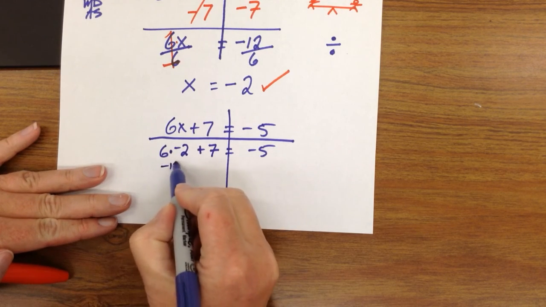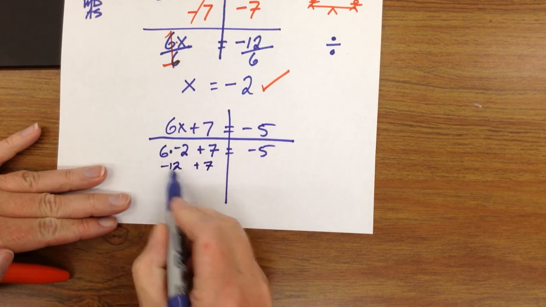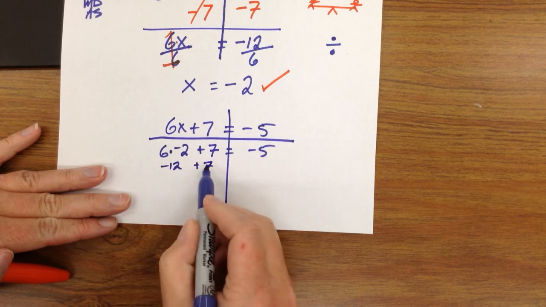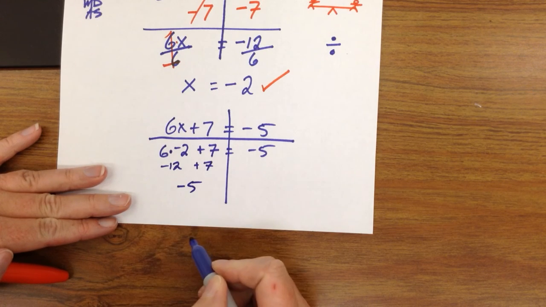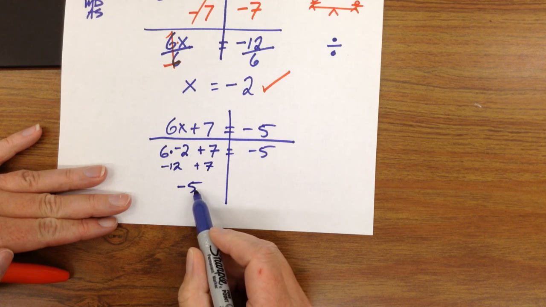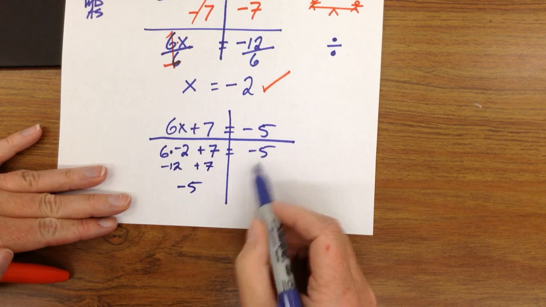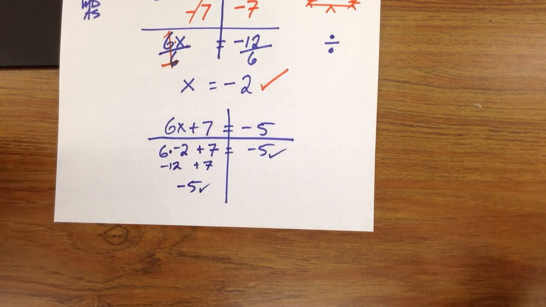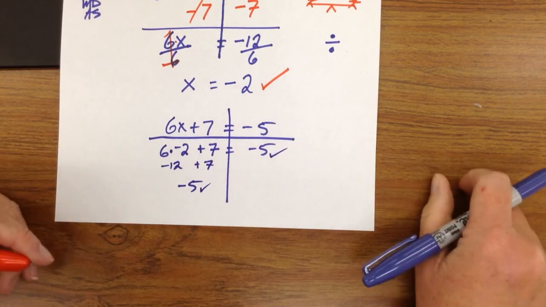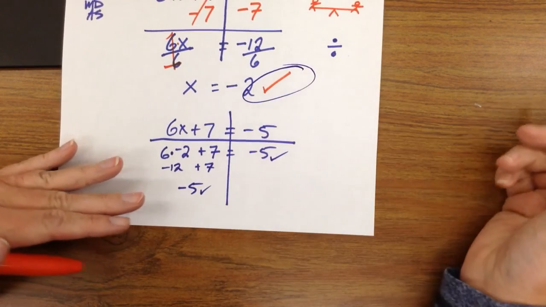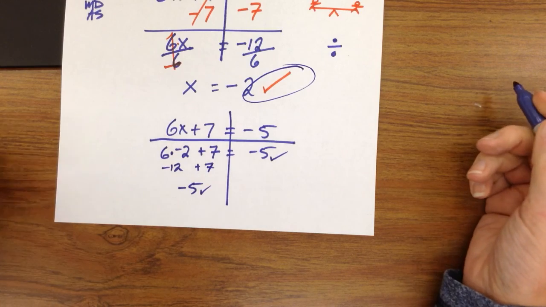That's negative 12. Now I'm going to combine or add. Negative 12 plus 7 is negative 5. Look what happened. Negative 5 on this side, negative 5 on that side. Same. If you get the same, that means your answer has been checked. Hope you enjoyed that little video.